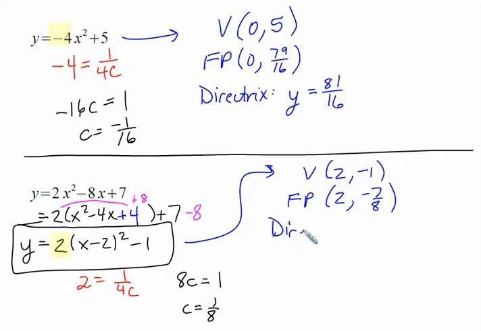And the directrix, well, that line is going to be below our vertex. It's going to be down an eighth, so it'll be at y equals negative 9/8. Complete the square first, identify the vertex, and use your value of c to determine both the focal point and the directrix. Two more problems that we will investigate.